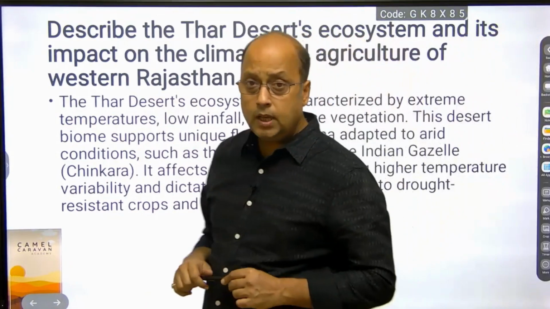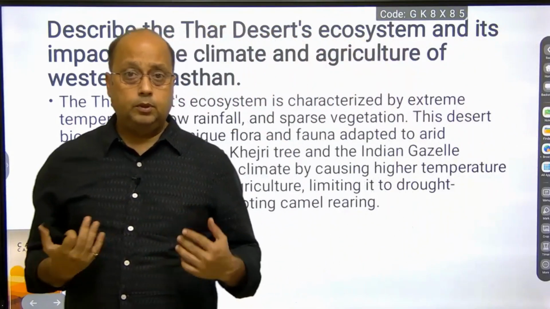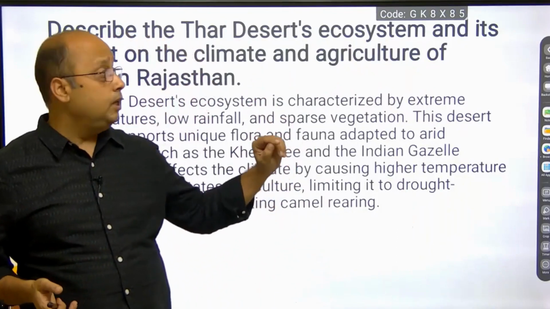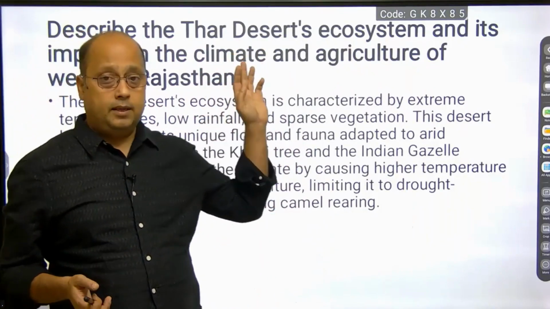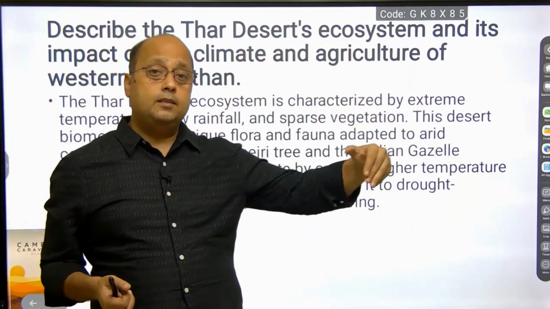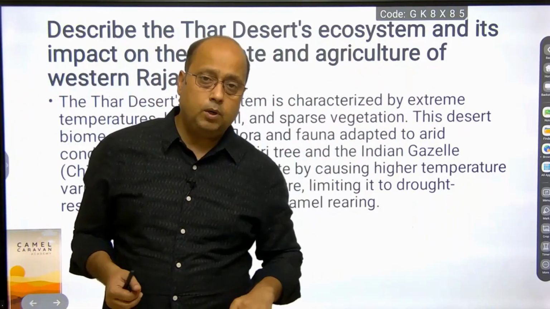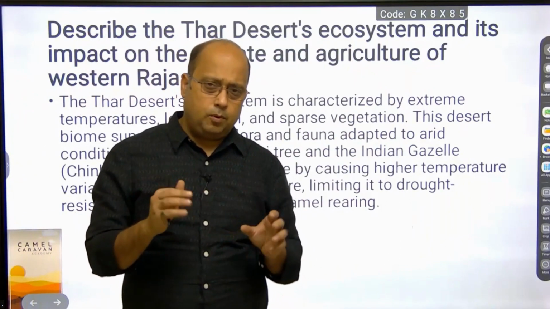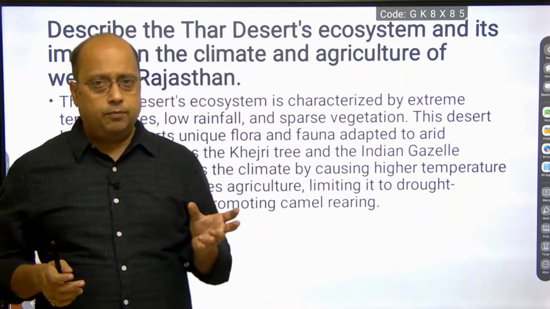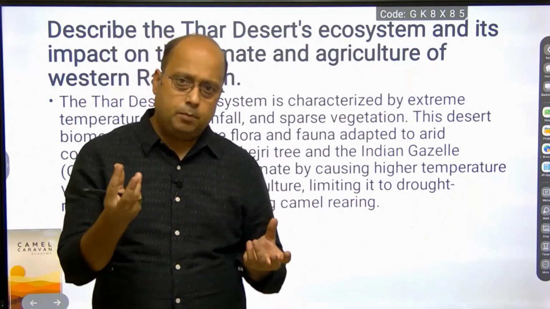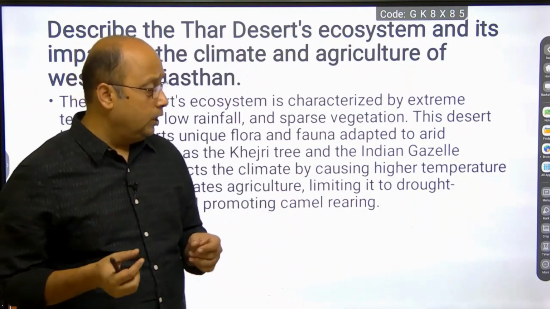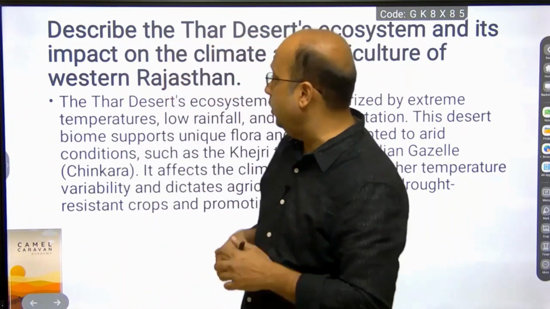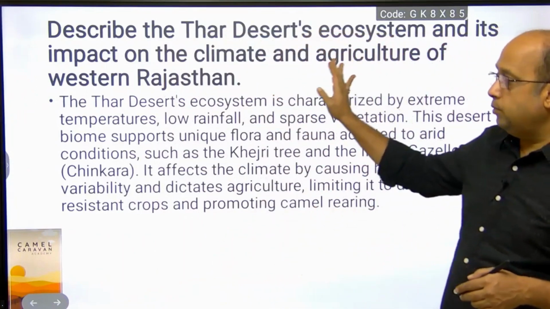Now see, in this question, a student normally fails to understand the demand of the question. It is not the role of the Thar Desert, it is the role of the Thar Desert's ecosystem. Now, what is an ecosystem? It is the relation, the interaction of the abiotic and biotic systems of the region. Abiotic means physical or geographical features, and biotic means biological or vegetation features. So these two in combination, what role do they have in the climate and agriculture of Western Rajasthan.